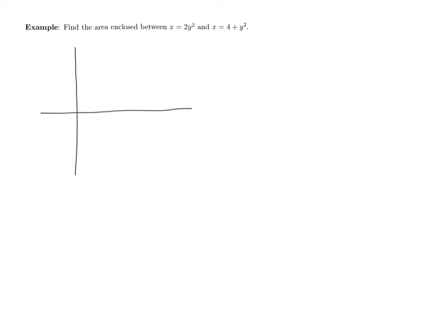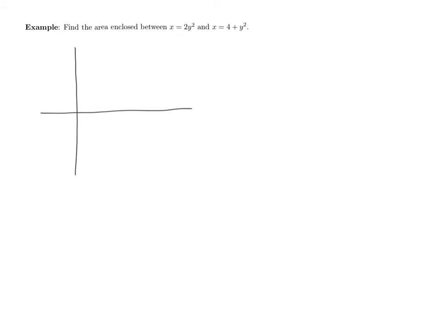Good day and welcome back for the fourth and final part of our discussion on areas enclosed between curves. So back to this standard question we've been investigating. Find the area enclosed between the curves given by x equals 2y squared and x equals 4 plus y squared. And note, this is a scenario that we left off with in the previous video.